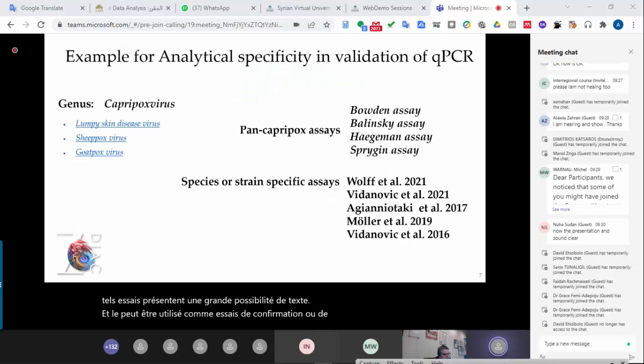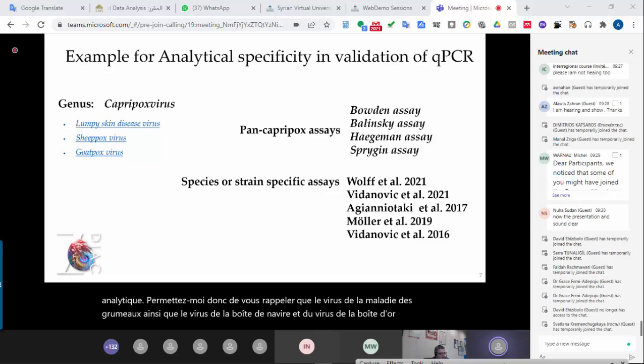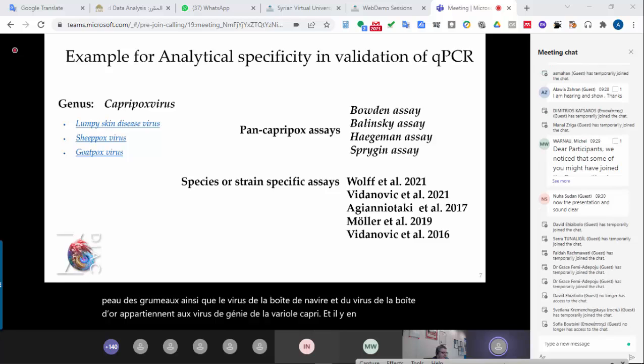So let me remind you that lumpy skin disease virus, together with sheeppox and goatpox virus, belong to the genus Capripoxvirus. And there are several very well established and validated assays that are specific for all Capripox viruses. Those assays are called pan-Capripox assays, and they are known by their first authors as Bowden, Balinsky, Hegeman, Sprigging assay, and so on. Actually, these four of them.